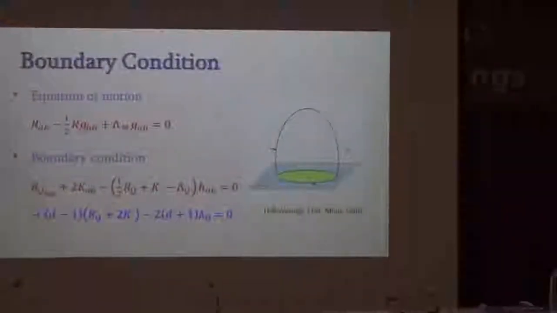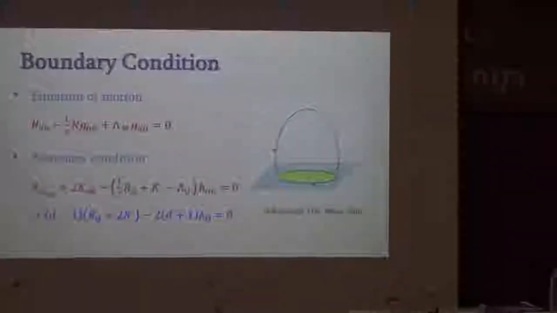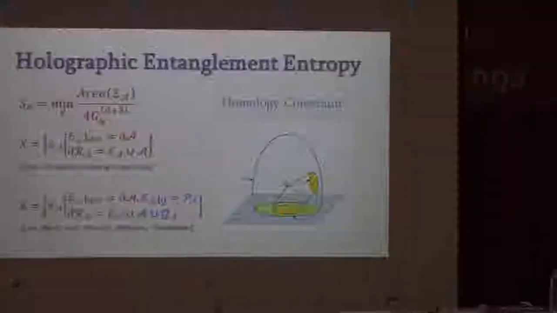So later on, people reduced that boundary condition to this one by taking the trace. With this boundary condition, we can solve for different shapes of Q in this QAdS spacetime. Okay, so next, we want to introduce the entanglement entropy in this setup.